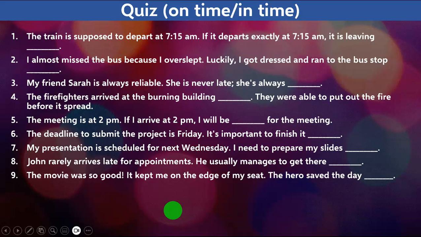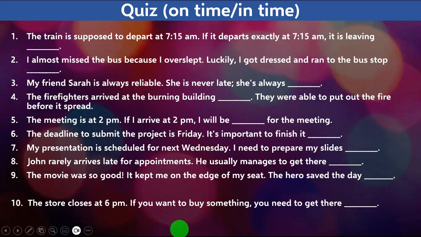Number 9, the movie was so good, it kept me on the edge of my seat. The hero saved the day dash. And last one, the store closes at 6 p.m. If you want to buy something, you need to get there, dash.